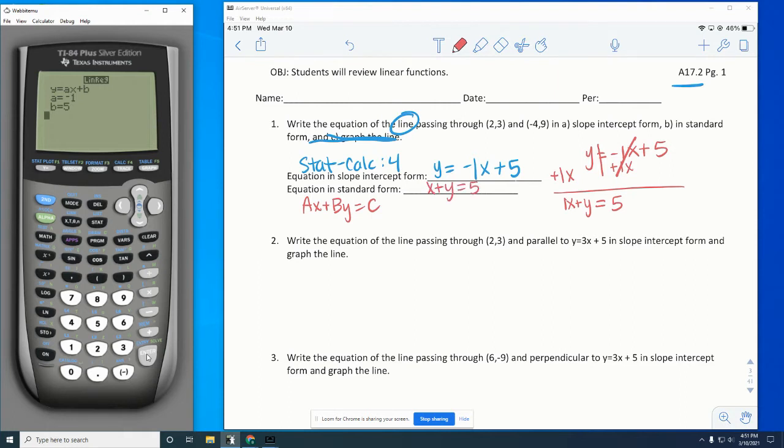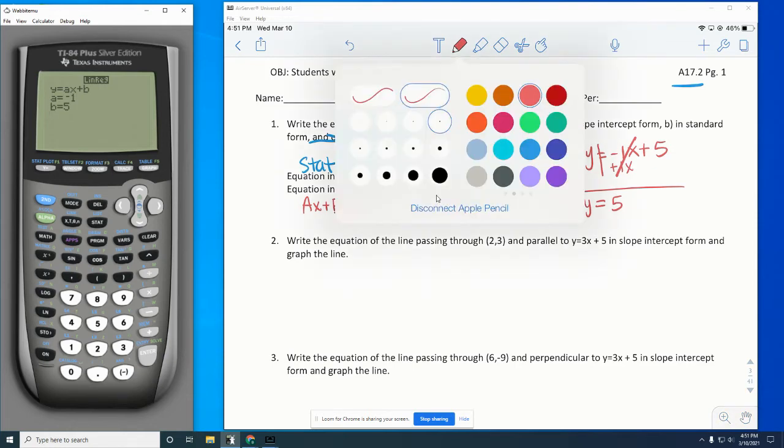The 2 things you have to look out for in standard form are x's and y's need to be on the same side, and you can't have any fractions.